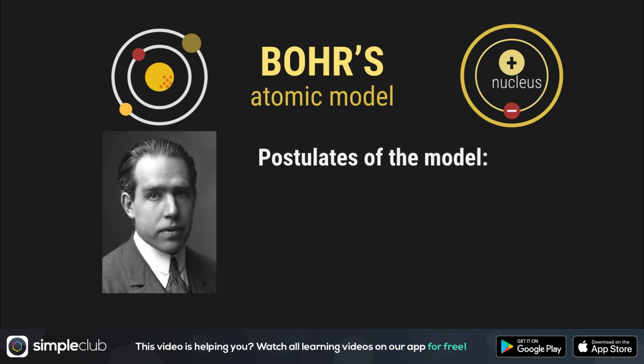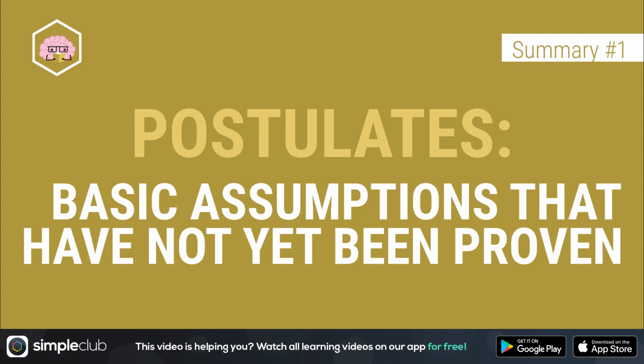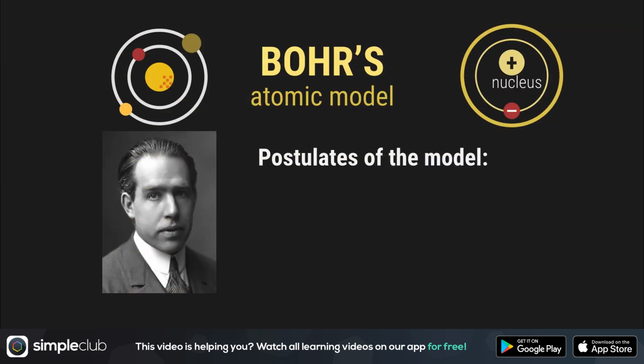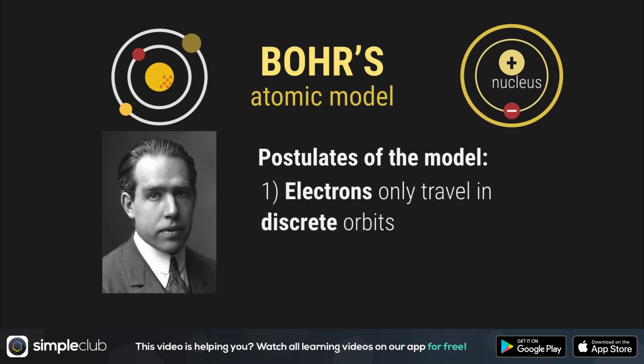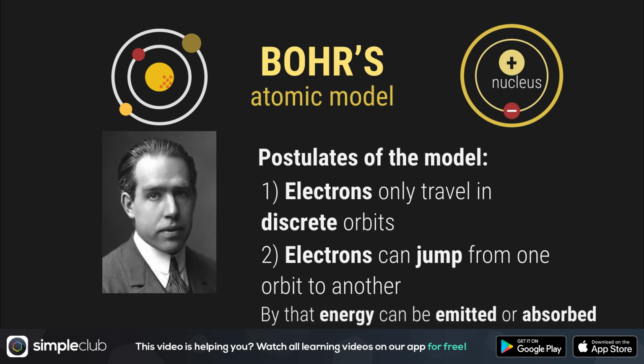Niels Bohr formulated a couple of postulates for his model. What was a postulate again? Postulates are kind of like basic assumptions that have not yet been proven. So get ready for postulate number 1. Electrons only travel in discrete orbits, exactly like planets and their orbits. If the planets or the electrons didn't travel in the orbit, it wouldn't be discrete. The second thing he claimed was that electrons can jump from one orbit to another. Energy is being emitted or absorbed in the form of electromagnetic radiation, light. But we will explain to you how that works exactly some other time.